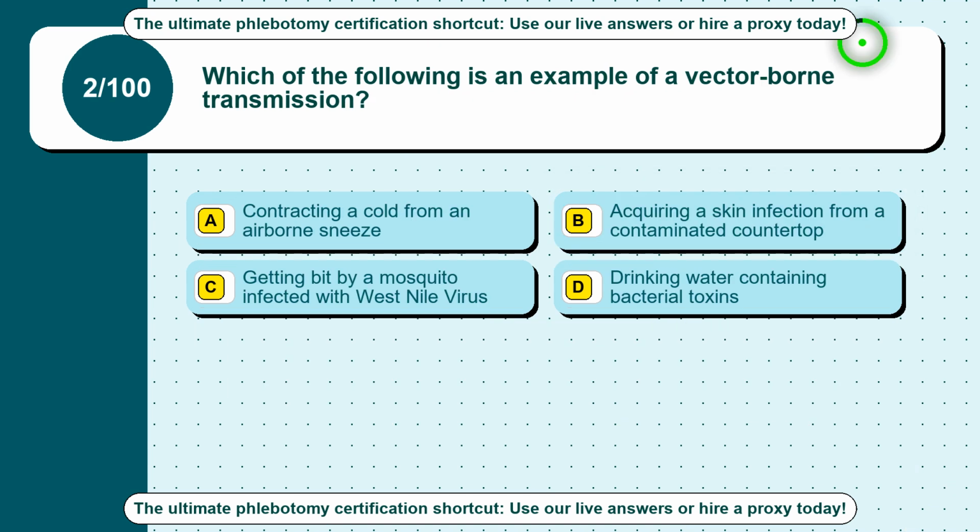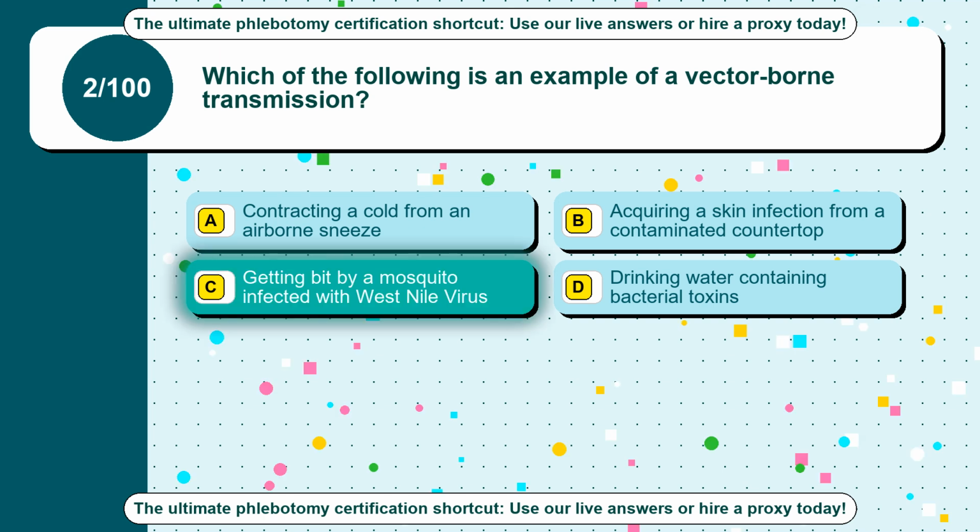Question 2. Which of the following is an example of a vector-borne transmission? Option A, contracting a cold from an airborne sneeze. Option B, acquiring a skin infection from a contaminated countertop. Option C, getting bit by a mosquito infected with West Nile virus. Option D, drinking water containing bacterial toxins. The correct answer is option C, getting bit by a mosquito infected with West Nile virus.